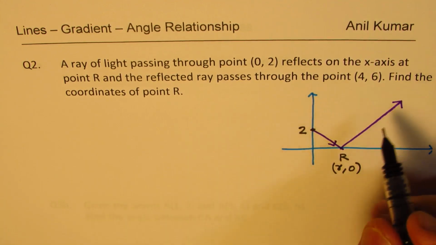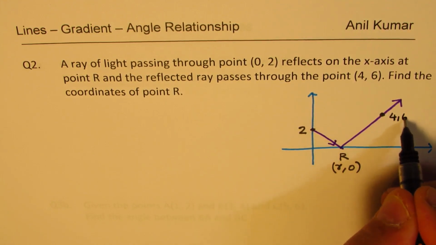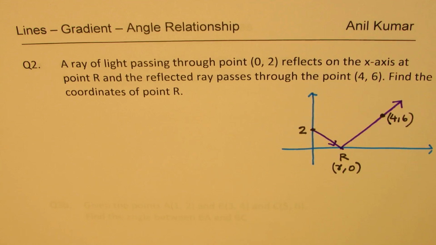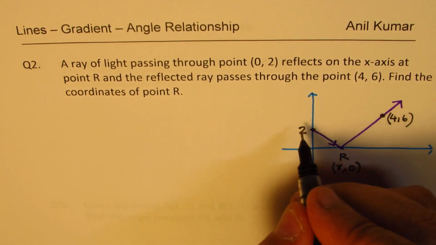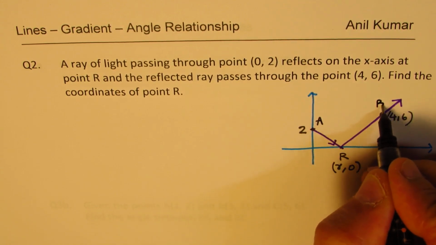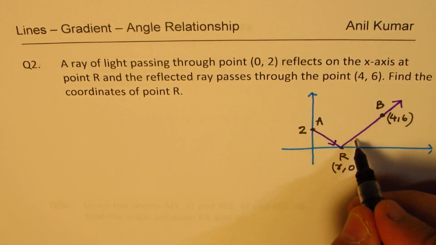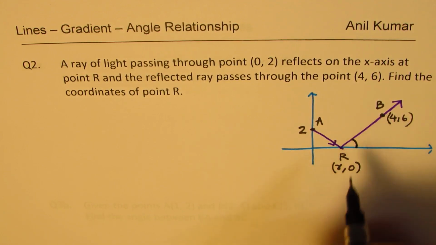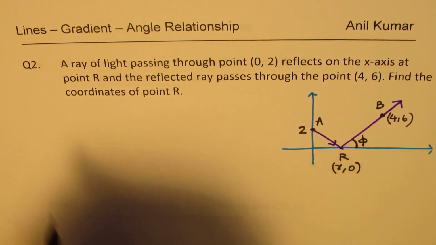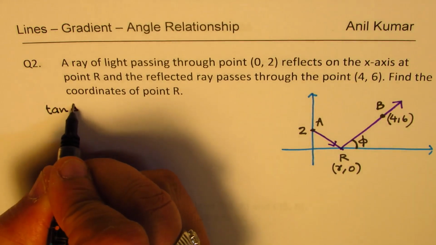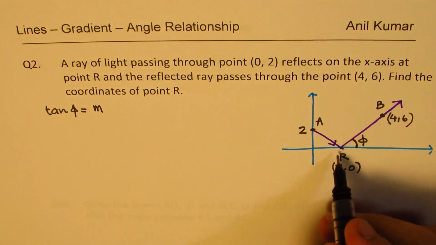Okay. We are given a point on the reflected line as (4, 6). Correct? So that is the scenario. Let's call this point A here and B there. Now, what is the slope, or what is this angle here equal to? What should be this angle? Let's call this angle phi, right? So we know tan of phi should be equal to the slope of this line, right? The slope of the line BR.